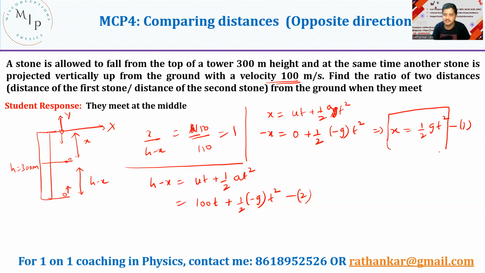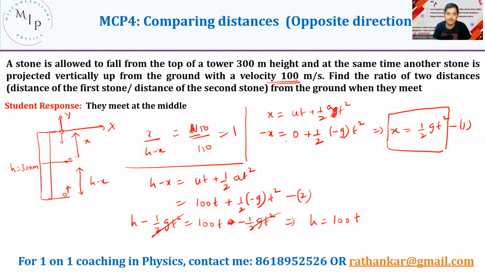I already got this. Okay, I'll substitute this one equation here. I'll write this as h minus half gt square is equal to 100t minus half gt square. Now what will happen? This minus half gt square and this minus half gt square cancel out. So what am I left with? I am left with h is equal to 100t, right?